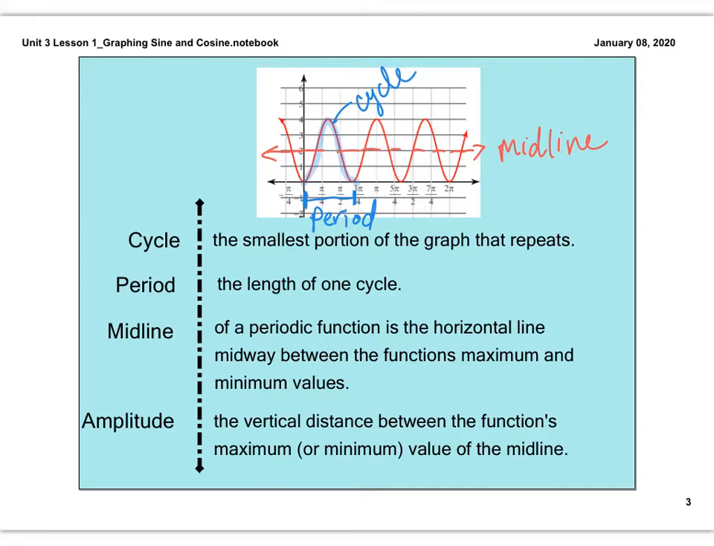And then finally the amplitude. The amplitude is the height or the distance between the midline and the maximum, and the midline and the minimum. So in this case, if we start at the midline and go up to the maximum, this right here would be the amplitude.